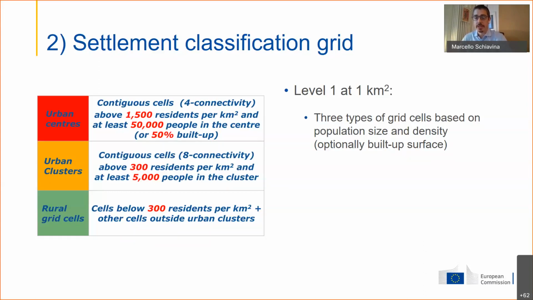Rural grid cells are cells that do not belong to an urban cluster. Most of these will have a density below 300 inhabitants per square kilometer. Some rural cells will have a higher density, but they are not part of a cluster with a sufficient population to be classified as an urban cluster.